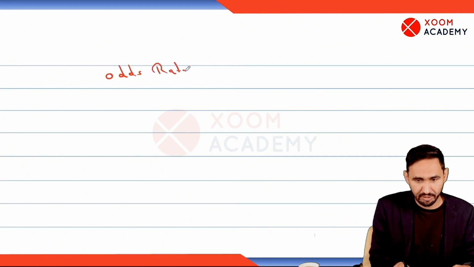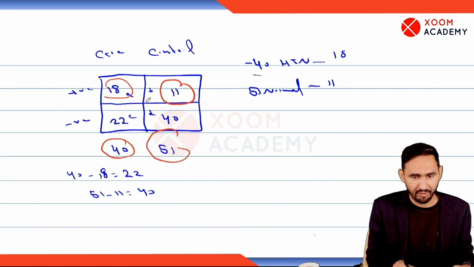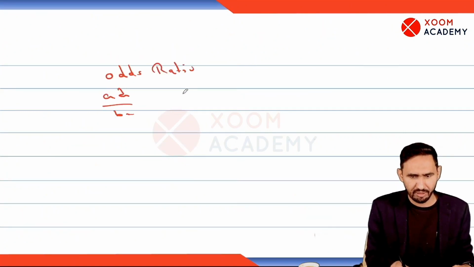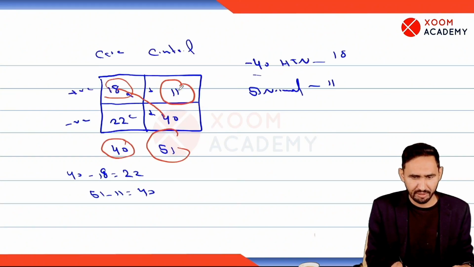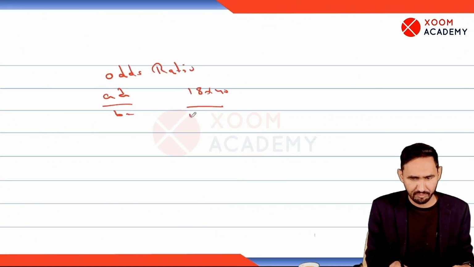Our odds ratio is measured as AD over BC. What is A and what is D? A is 18 and D is 40. So we will multiply 18 by 40. What is B and C? We multiply 11 by 22. Our answer will be 8.1.